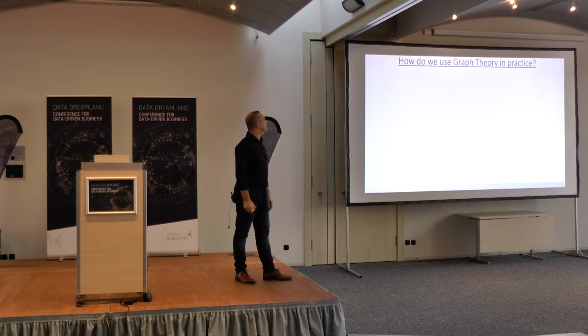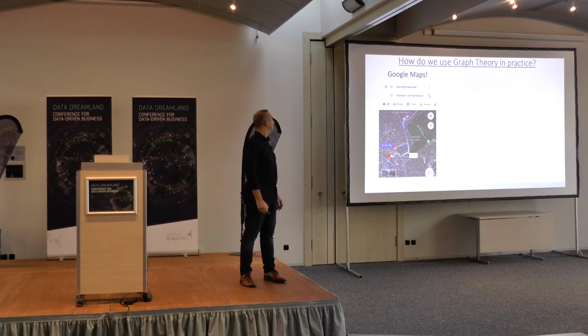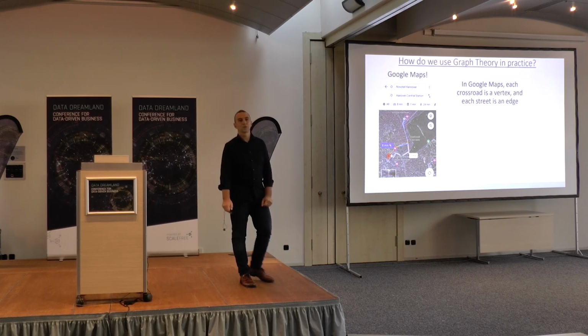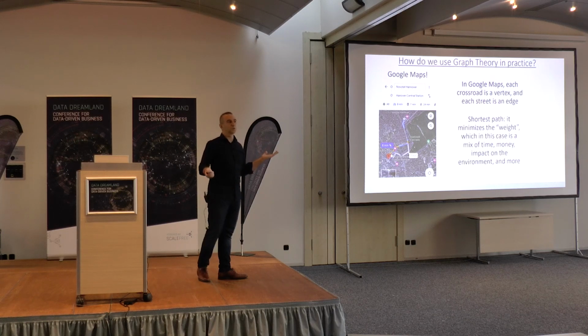So how do we use graph theory in practice? A typical example is Google Maps. In Google Maps, each crossroad is a vertex and each street is an edge. So basically, that's the same concept. You generalize, you abstract, and then you can play around with Google Maps. For example, all the algorithms, the most famous is the shortest path.